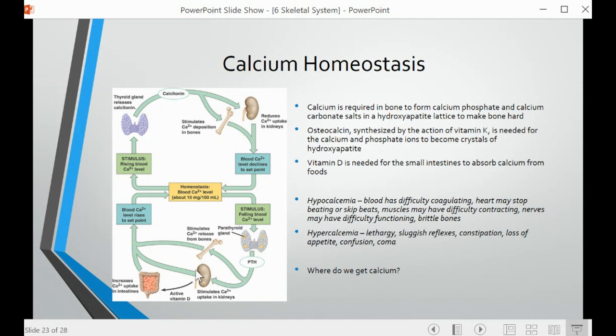It's going to say, hey, you know what? We don't have enough calcium within our body, so stop letting it go out in our urine. Instead, reabsorb it back in. We also get the activation of vitamin D, and that's going to increase calcium uptake in our intestines. So as we eat that calcium, we're going to absorb more of it instead of letting it go out in our stool. And that allows our blood calcium levels to rise back up to our set point.